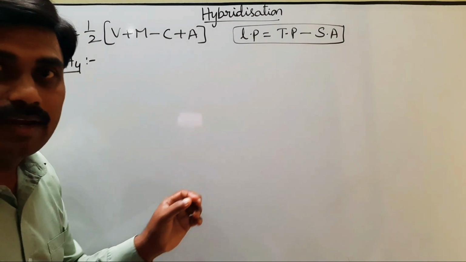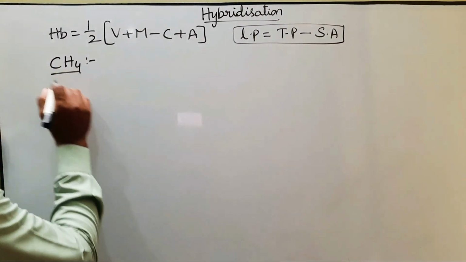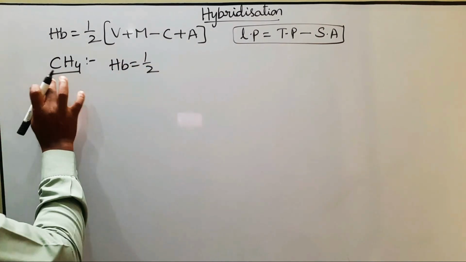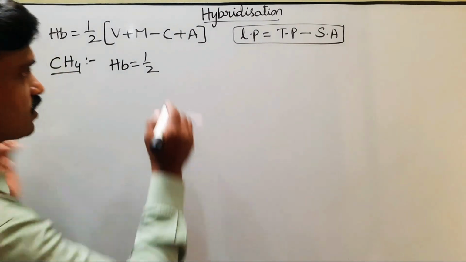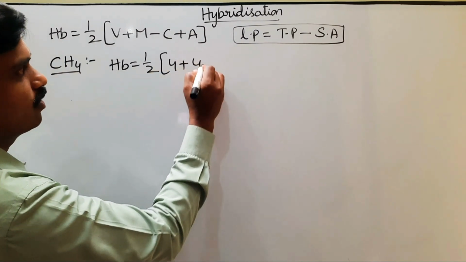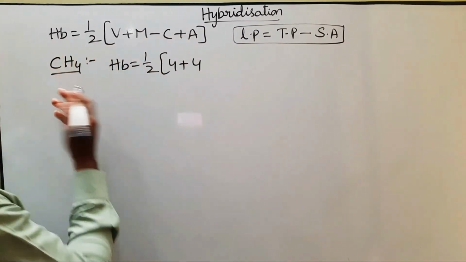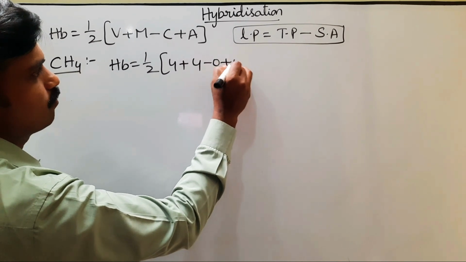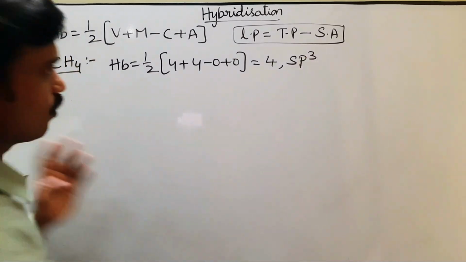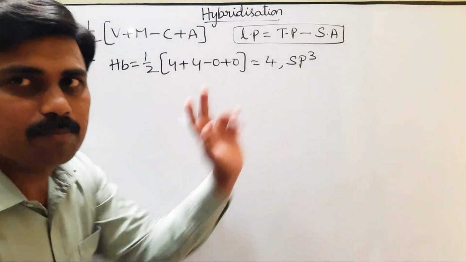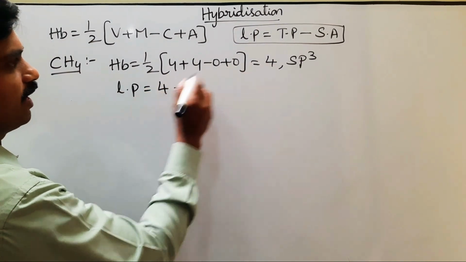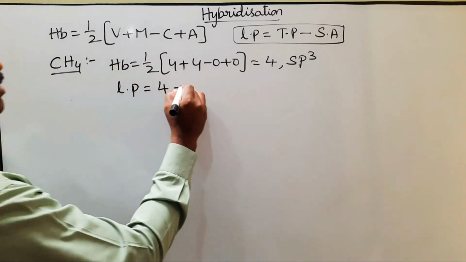In methane, find the hybridization on the central atom of carbon. So hybridization is equal to half into, central atom is carbon. Carbon belongs to 4th group. That's why it is having 4 valence electrons, 4 plus surrounding monovalent atoms. 4 hydrogens are there, 4. Here no charge on cation and no charge on anion. That's why minus 0 and plus 0. So it is equal to 4. So the central atom of the molecule having 4 pairs. It undergoes sp3 hybridization.